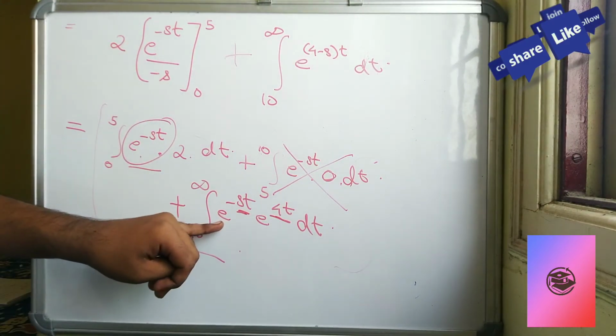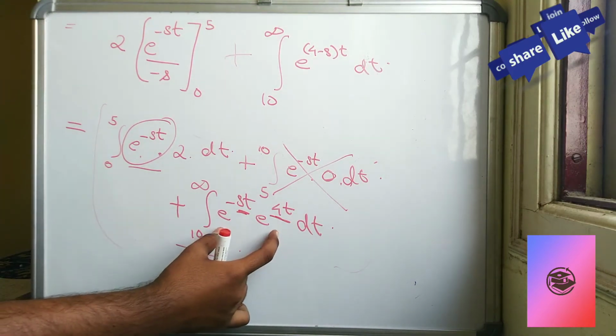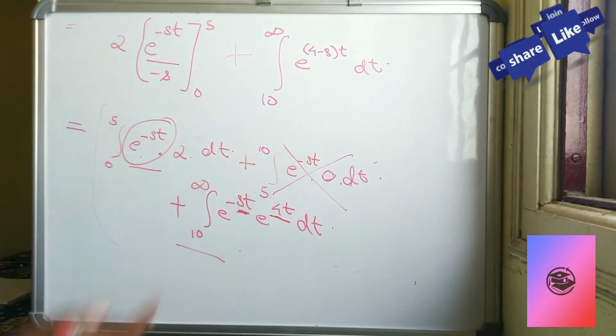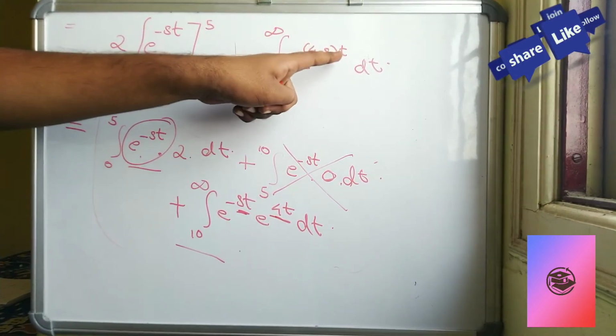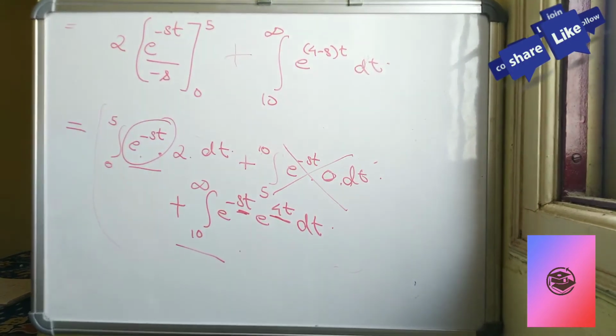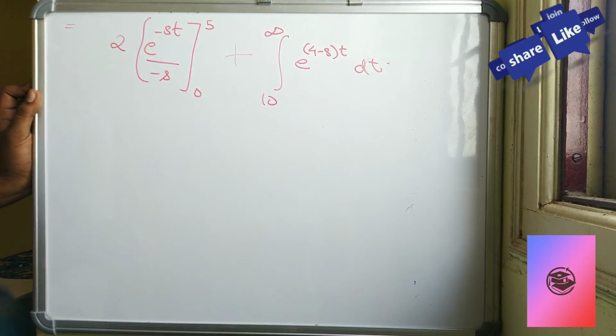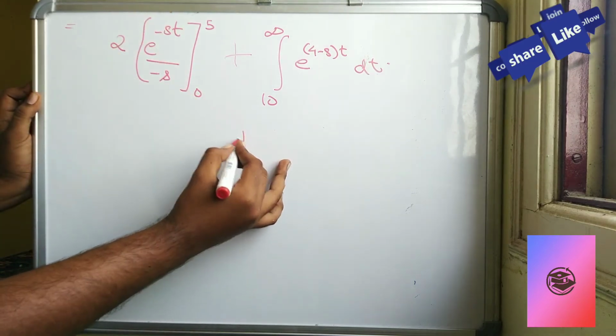So it basically means the power is exponential here. When the base is the same, you can add the powers. t is common, I have taken outside, 4 minus s. Okay, now you have to integrate this part. Now observe here. This is the same as this thing, so I'll do this part.